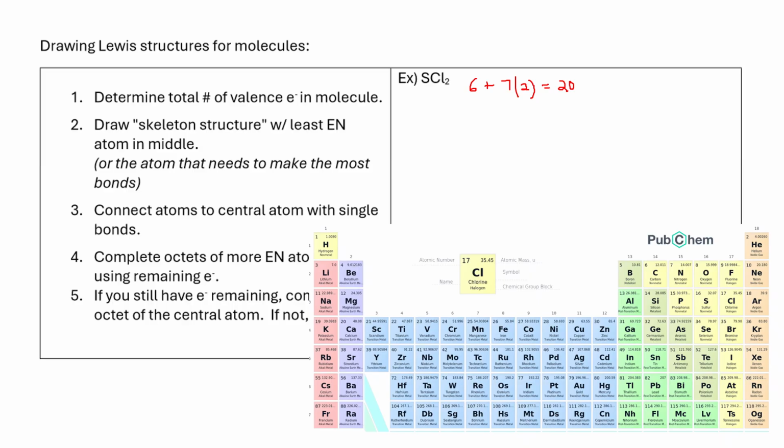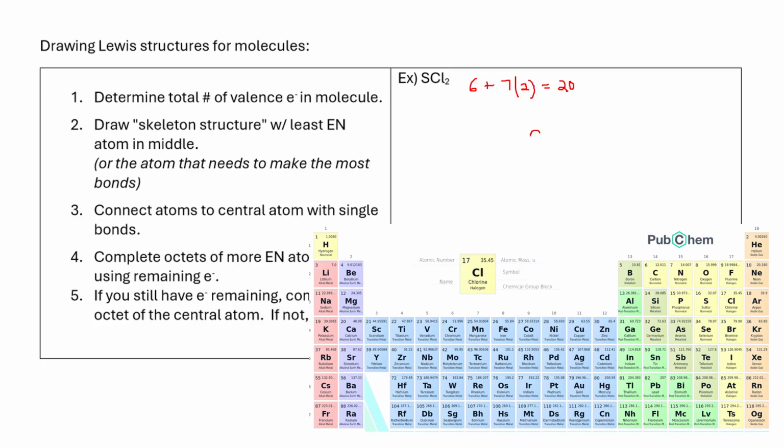Okay, and then step 2 says draw the skeleton structure with the least electronegative atom in the middle, or the atom that needs to make the most bonds. So if you don't have a table of electronegativities handy, the one that needs to make the most bonds usually goes in the middle. So for example, chlorine has 7 valence electrons to start with, so it tends to only make one bond to become like argon. And so sulfur, though, needs to make 2 bonds to become like argon, so sulfur would be the one that makes the most sense to go in the middle.